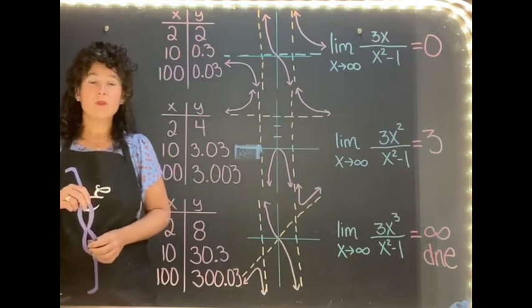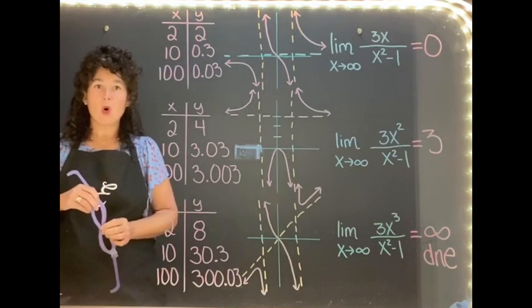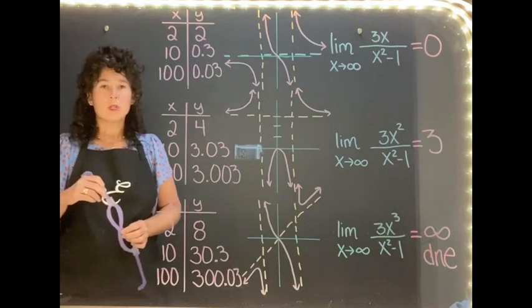So let's quickly review, how do you determine the horizontal asymptote? What's the location?